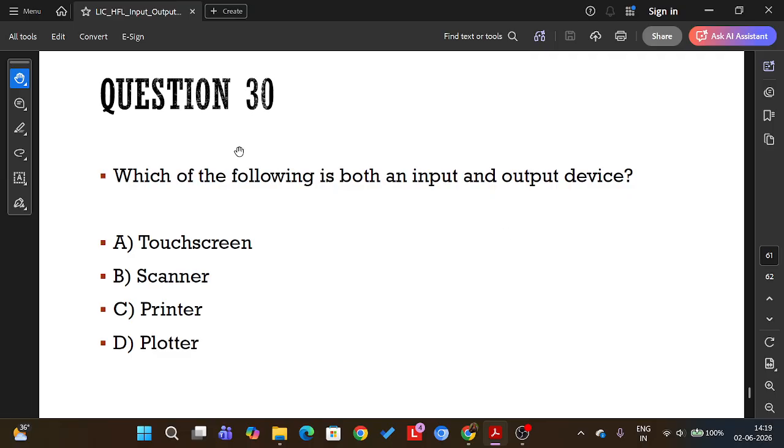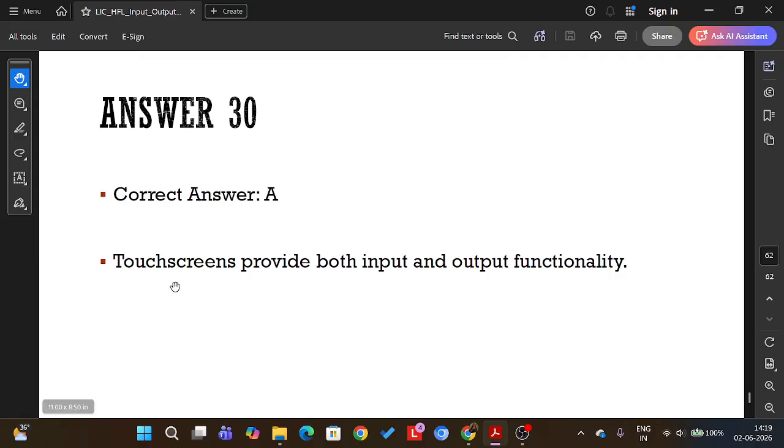Question 30. This is the last question of today's lecture. Which of the following is both an input and output device? Touchscreen, scanner, printer, plotter. So it would be touchscreen. It provides both input and output functionality.